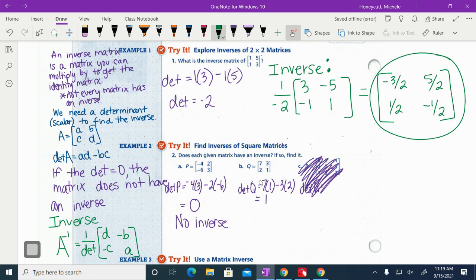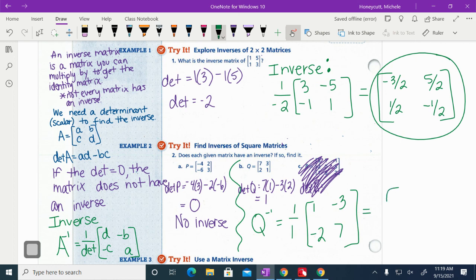Example 2, part B. Inverse of Q. Oh, easy. Nice. And then you can look up to check and see if we have the same thing. Yeah, that was pretty straightforward.